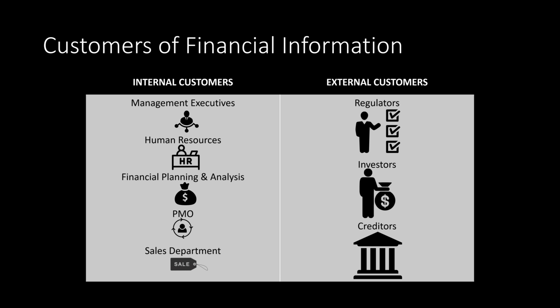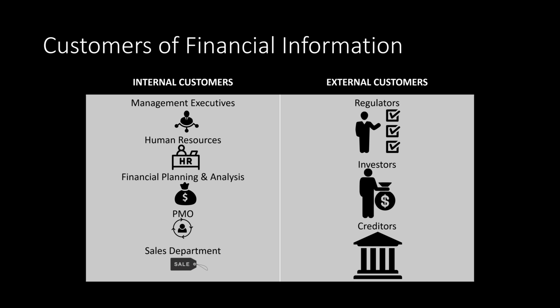Now, let us look at who are the customers of this financial information. There are two buckets in which we could put these customers: internal customers and external customers. Internal customers are comprised of management executives, the HR department, the FP&A department, the project management office, and the sales department. The management executives can use this information to determine in a company which product line is the most profitable.